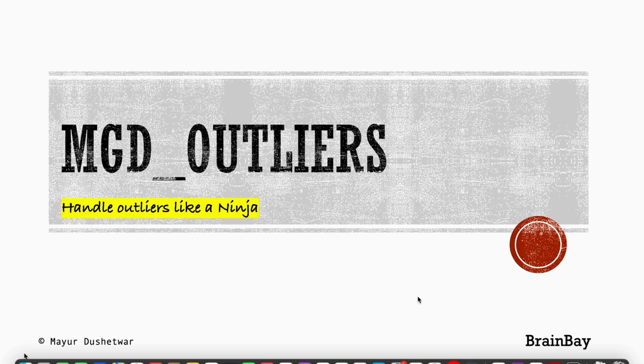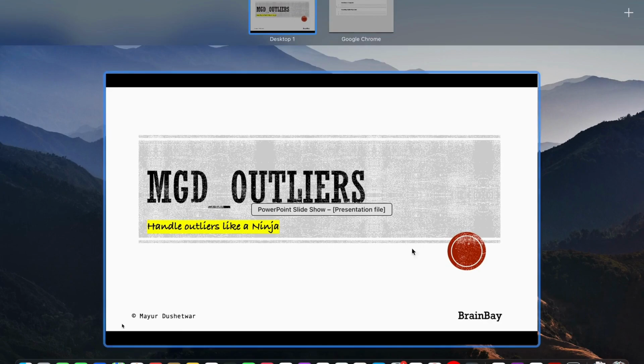In the last video, we talked about what the MGD Outliers package is and what it does. From this video onwards, we will actually work with the Outlier Ninja class and apply it on a sample dataset in a Jupyter notebook. So let's begin. I will switch to the Jupyter notebook.